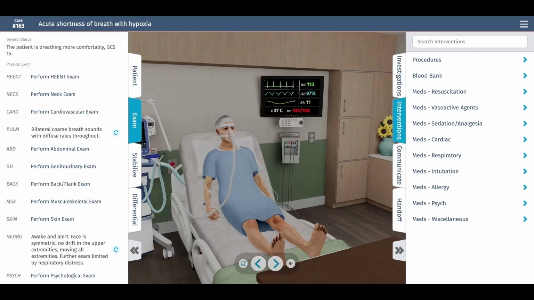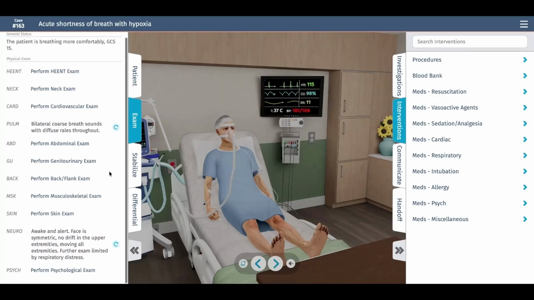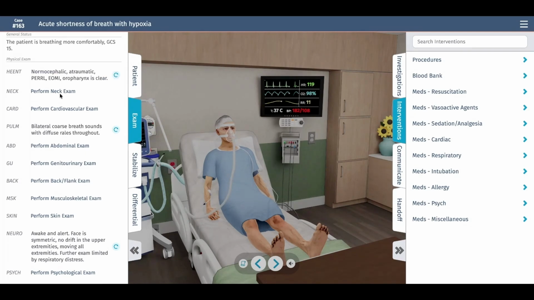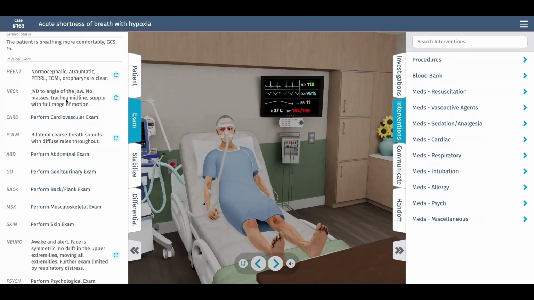She was admitted with pyelonephritis. It didn't really tell us anything about what her urine output looks like, but she does have some edema. I think it said around the knees specifically. We can look and see. Let's do a quick exam. Neck: JVD to the angle of the jaw. No masses, trachea midline, supple.